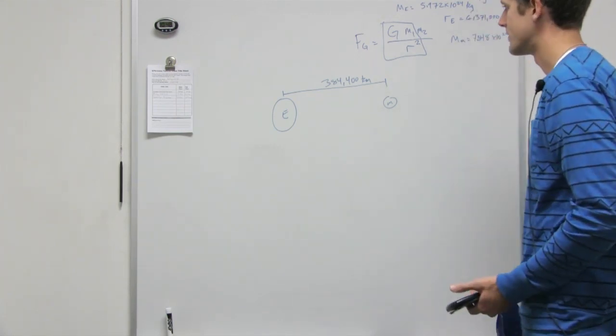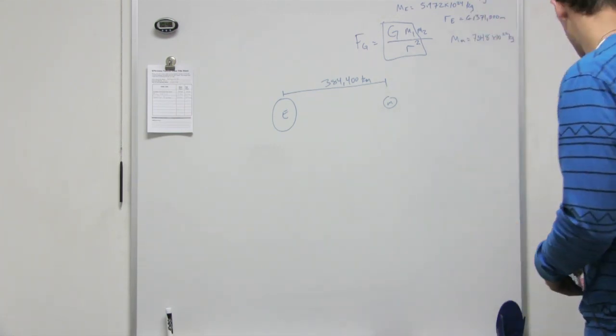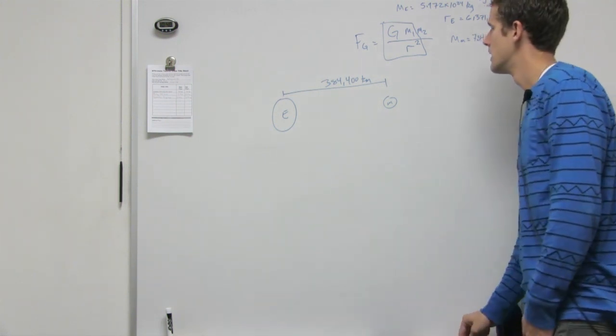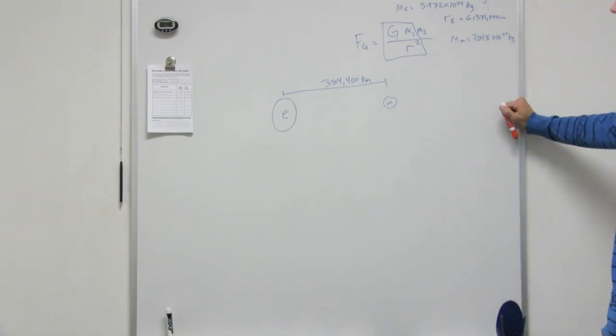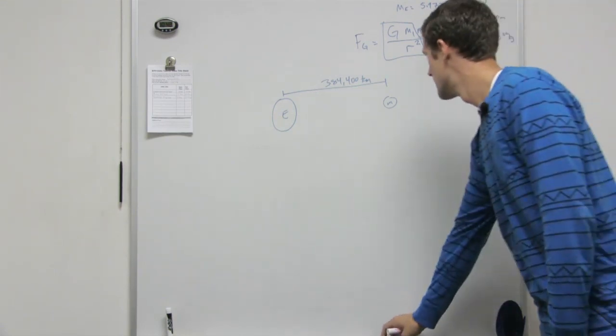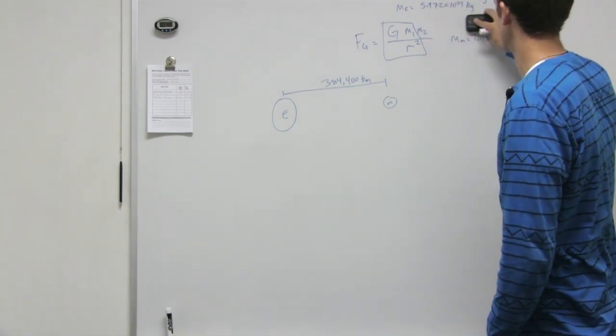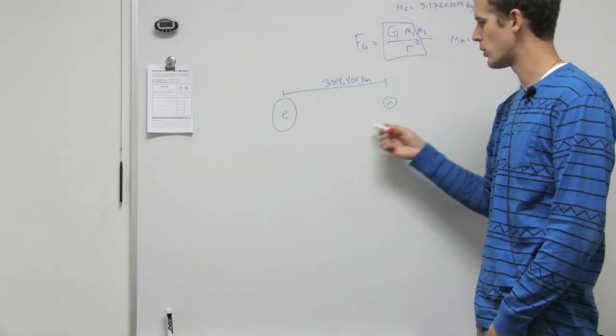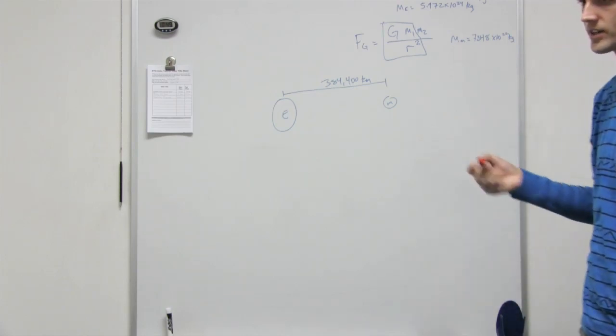So if you were told to find the force of gravity from the Earth to the moon, how would you find it, knowing all that? The distance or the mass? Well, you want to find how much the Earth pulls on the moon due to gravity.